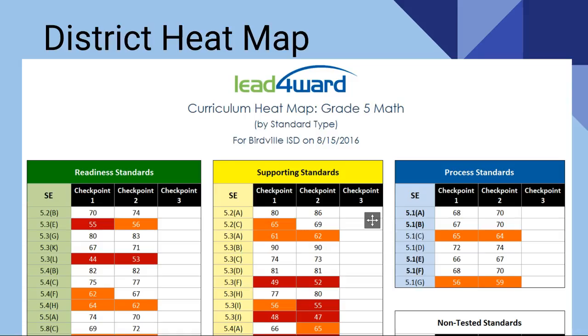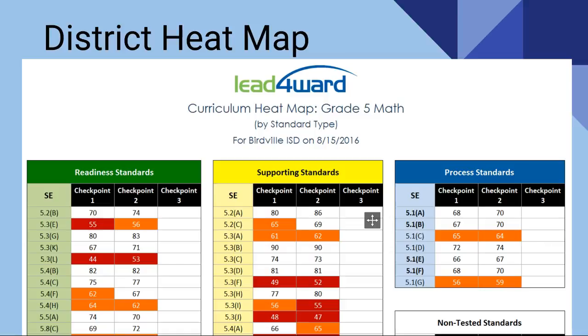The district heat map, and if you've not seen a heat map before, you'll notice that there's 3 main boxes. The first one is the readiness standards, which is green, the supporting standards, which are yellow, and the process standards, which are blue. You'll notice that the very first column in each box has a student expectation. Then you're going to see checkpoint 1, which are the 2015 STAAR results, compared to checkpoint 2, which are the 2016 Math STAAR results. You'll notice anything red is critical, and anything that's orange is really something we need to watch as well. It's more caution.